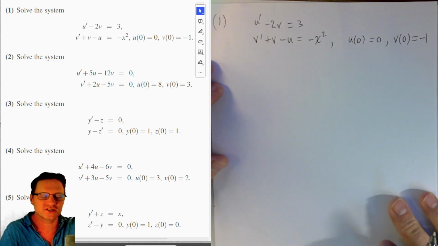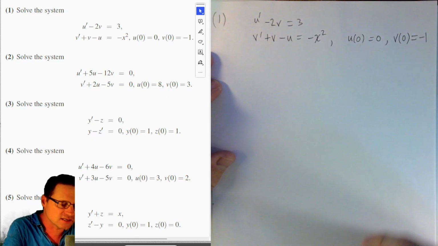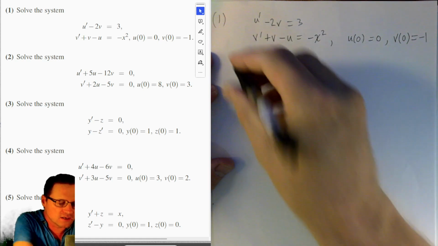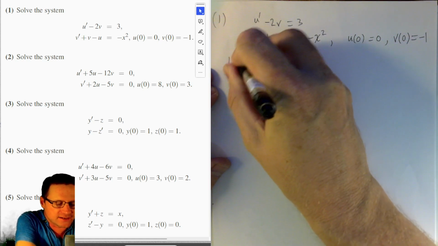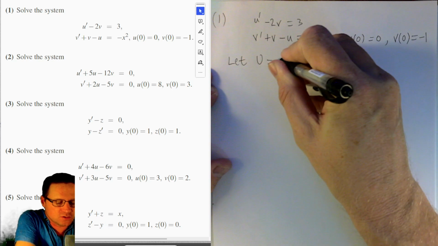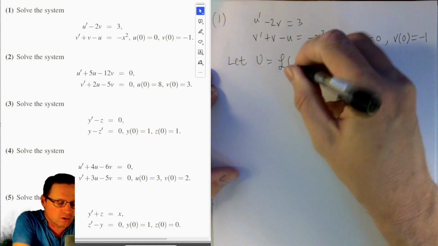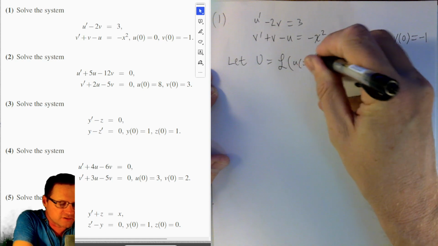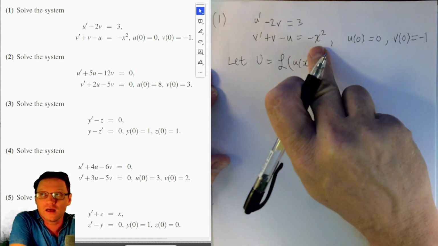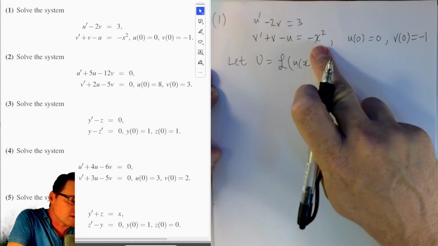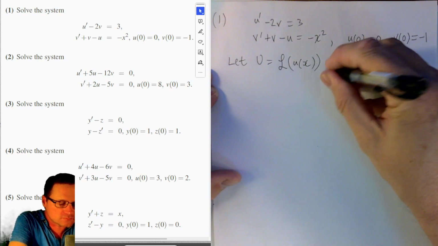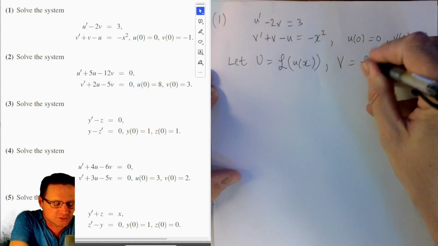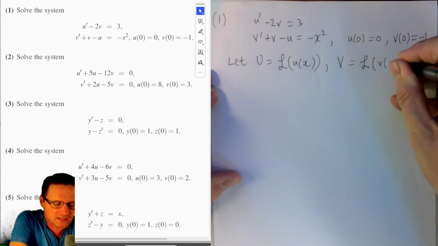So the first question I have is this system of differential equations. What we're going to do is let uppercase U be the Laplace transform of lowercase u, and say it's a function of x, because here we see an x there. And let's let V be equal to the Laplace transform of lowercase v of x.